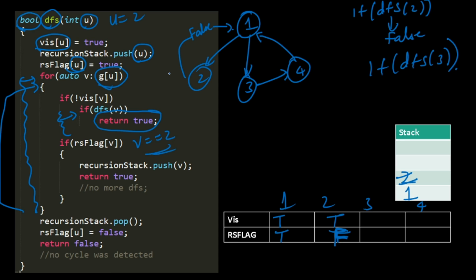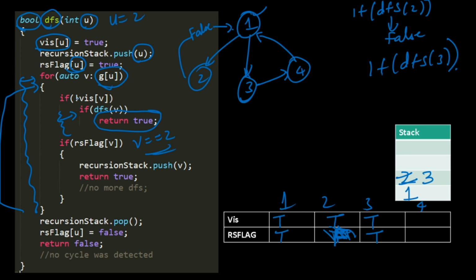For DFS of 3, 3 is marked as visited. RS flag for 3 is set as true, and 3 is pushed into the stack. Now, for each child of 3, does 3 have any children? Yes, 3 has a child, which is 4.